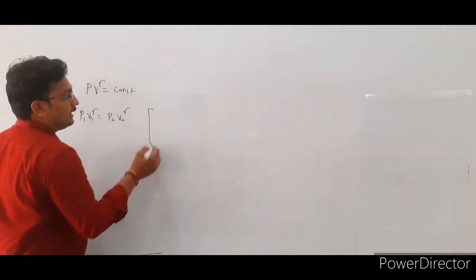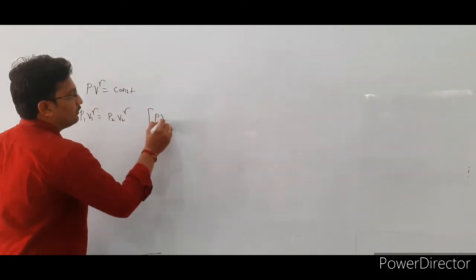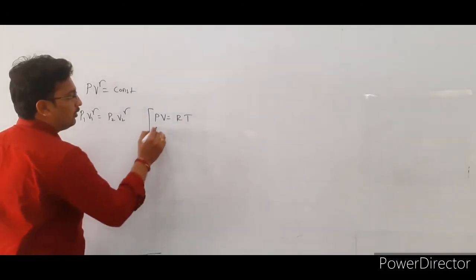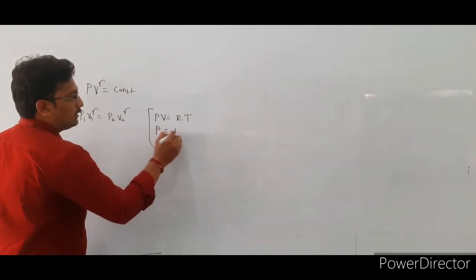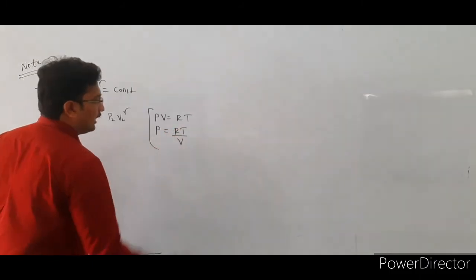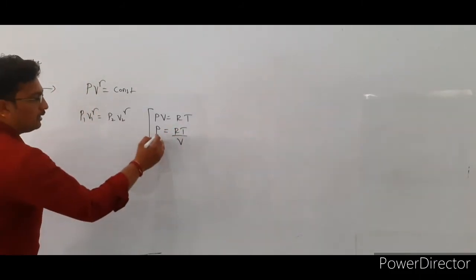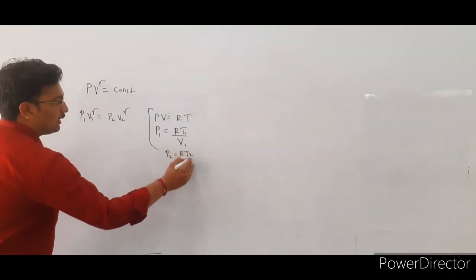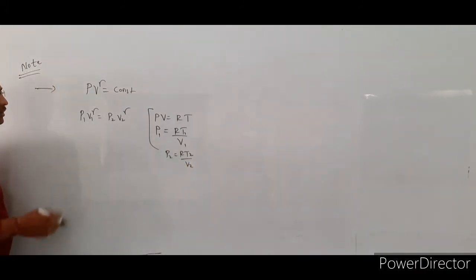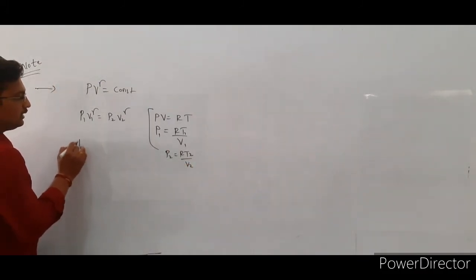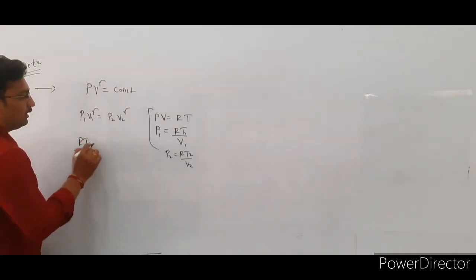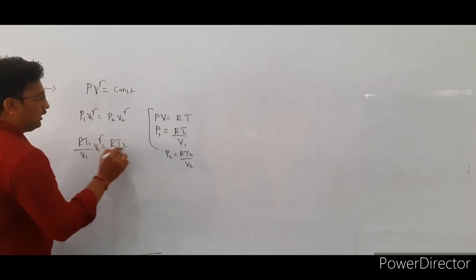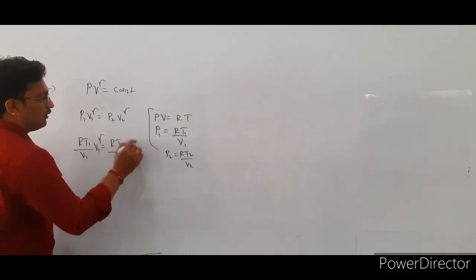So already we know the ideal gas equation for 1 mole of a gas, that is PV is equal to RT. From this relation we want to find the P value. P is equal to RT divided by V. Okay, so P1 is equal to RT1 by V1, P2 is equal to RT2 divided by V2. Substitute the P1, P2 values in this relation, that is the P1 value is RT1 by V1, V1 to the power of gamma is equal to, here the P2 value is RT2 by V2, V2 to the power of gamma.